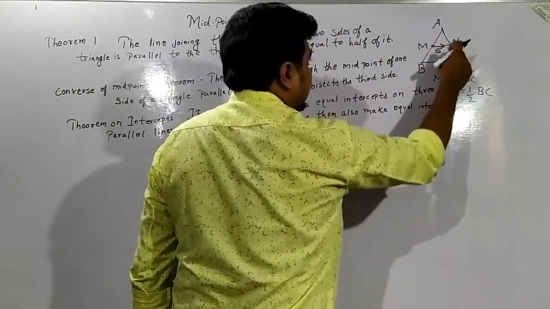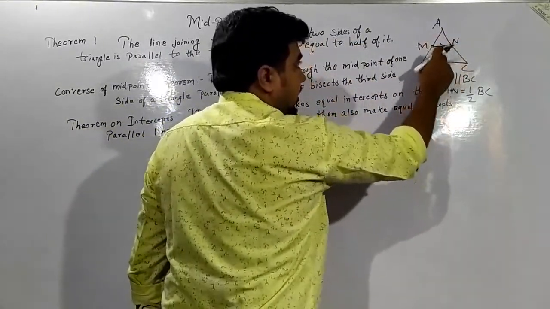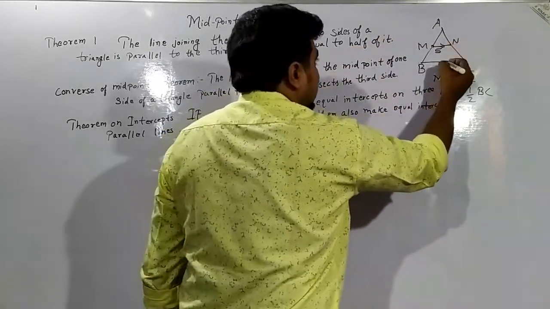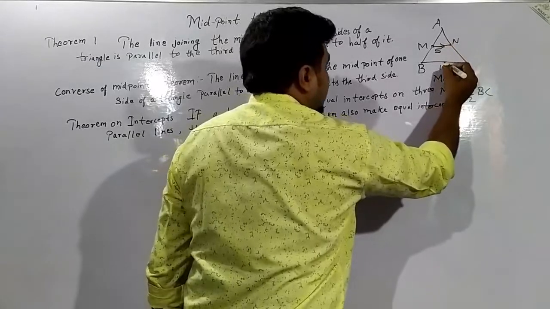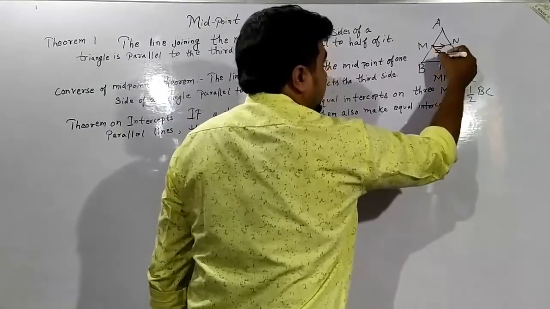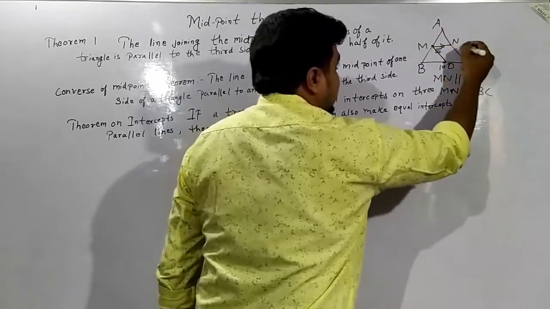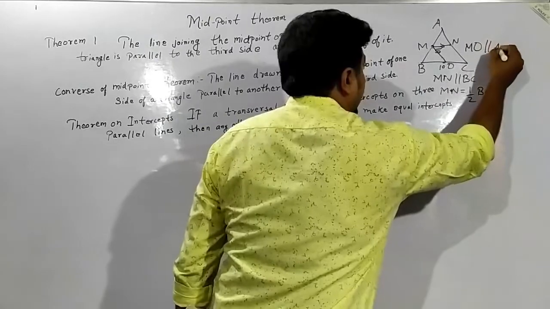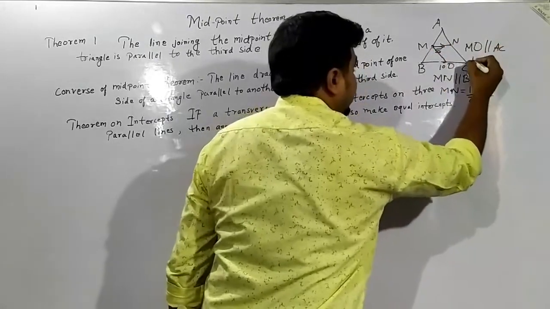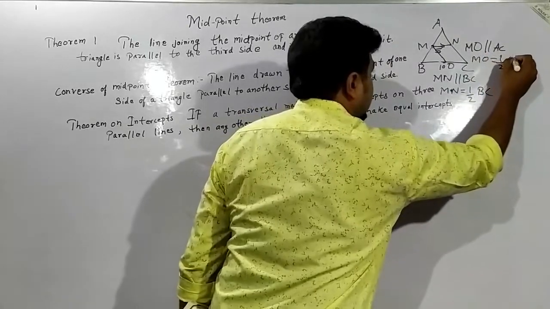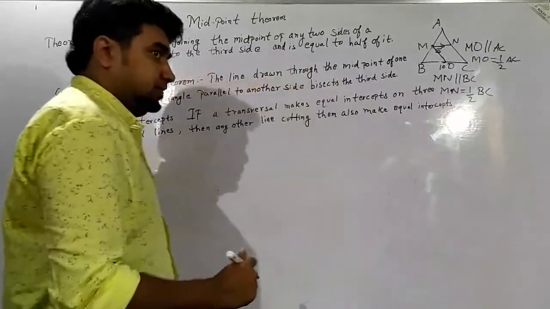These two sides I have taken. You can take these two sides also, but you have to join the lines, the line joining the midpoints. Suppose I name this point O. So the line joining, this MO, will be parallel to AC. I can write from here MO is parallel to AC, and MO is half of AC. I am getting this from here.